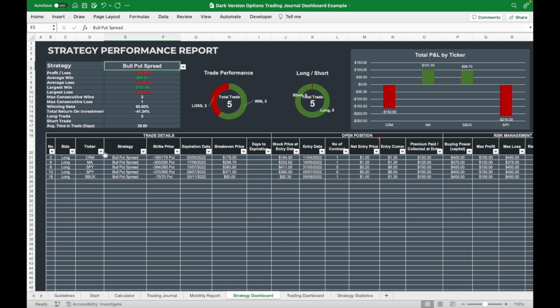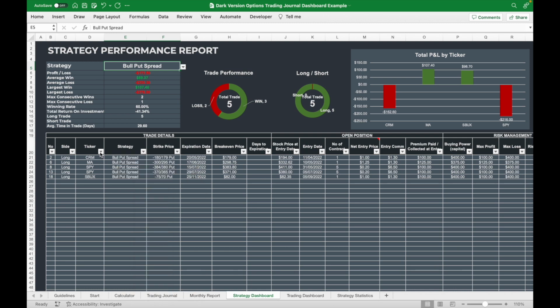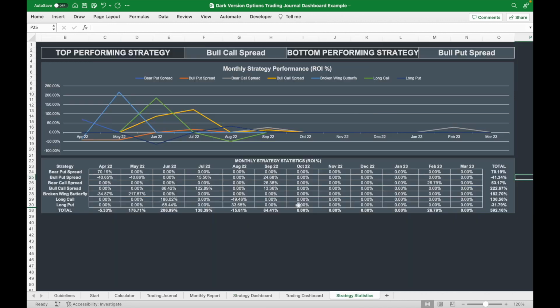You can also use the funnel icon to filter by ticker and analyze specific stock trading statistics while using a particular strategy. The included graph and charts illustrate profit and loss by ticker, trade performance, and the number of long and short trades. To view monthly return on investment for each strategy, visit the strategy statistics page. It automatically shows the top performing and bottom performing strategies.